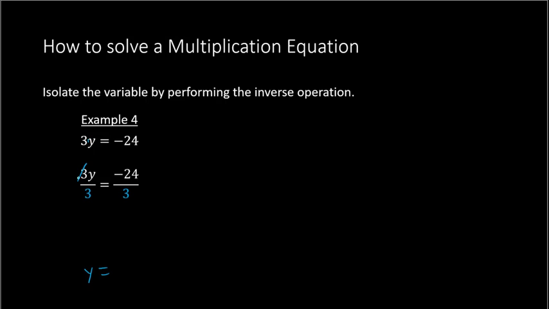On the left side, this will cancel out. You're left with a y over here. And then negative 24 divided by 3 is negative 8. So our solution is y equals negative 8.